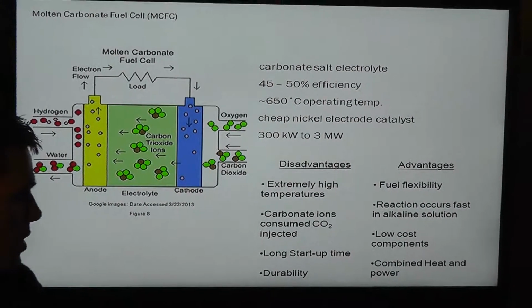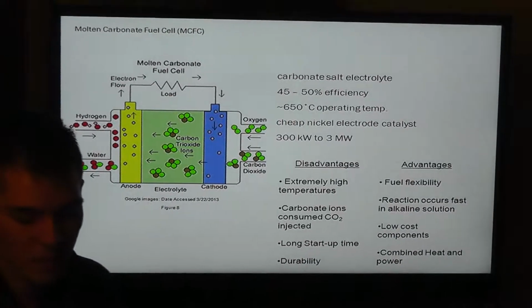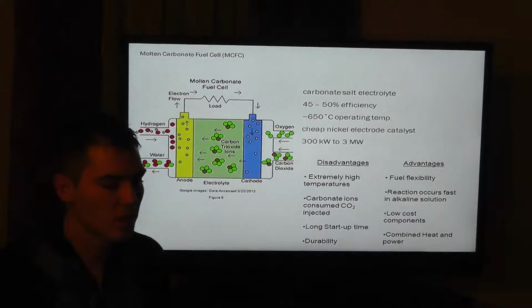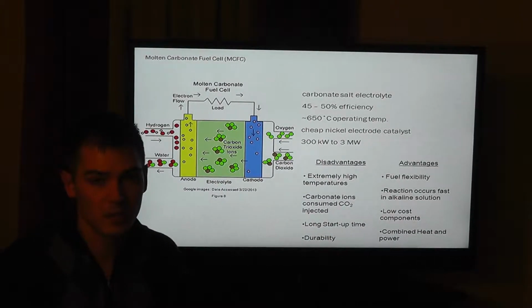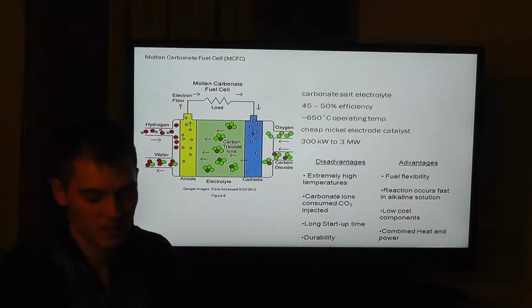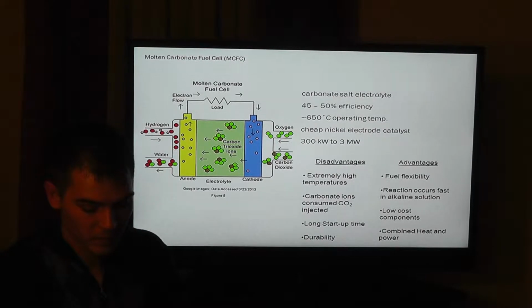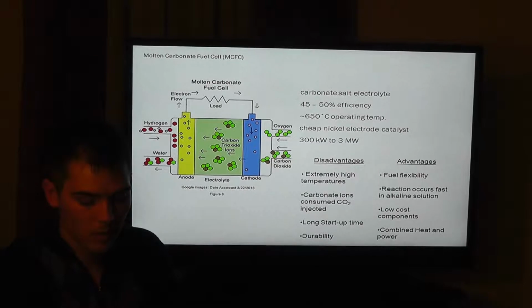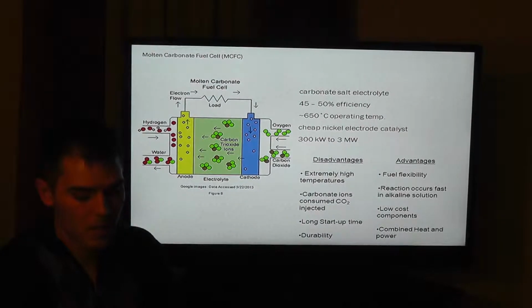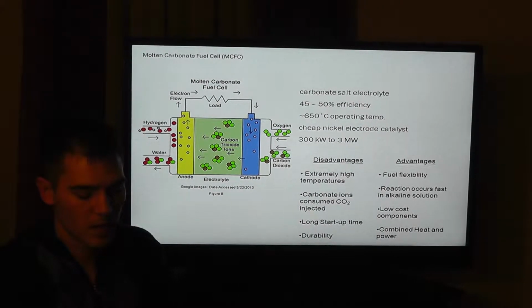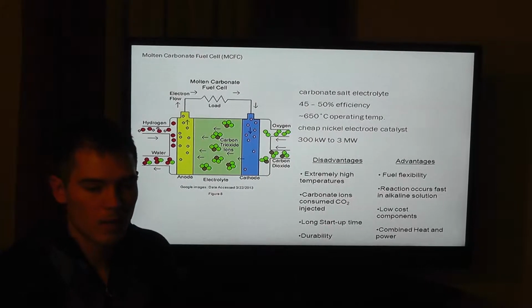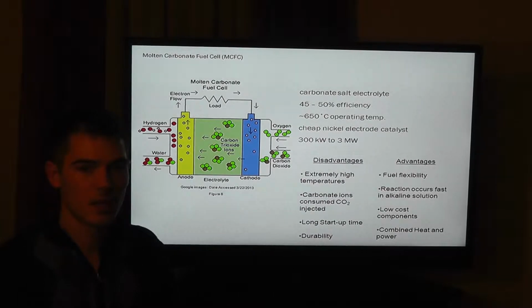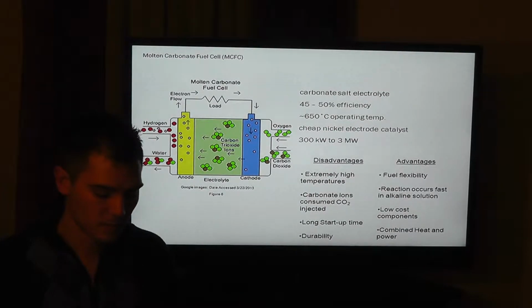Some of the disadvantages, again, are extremely high temperatures, so its application would probably be limited, especially in vehicles, because I couldn't imagine somebody wanting to sit on something that's 650 degrees Celsius. This one has a long startup time, but it's very durable. They would use it for electricity generation for probably entire developments and households.